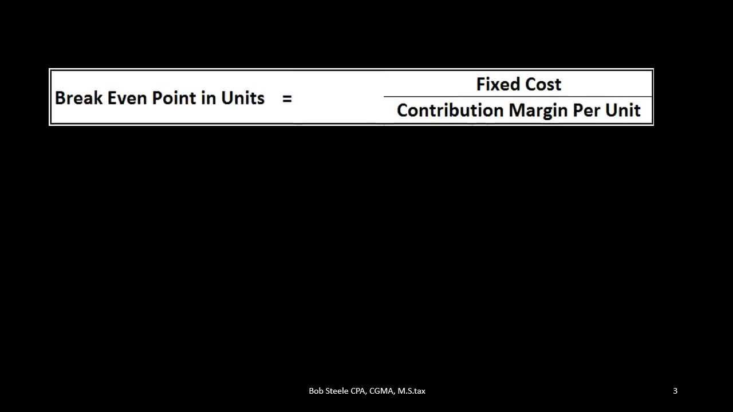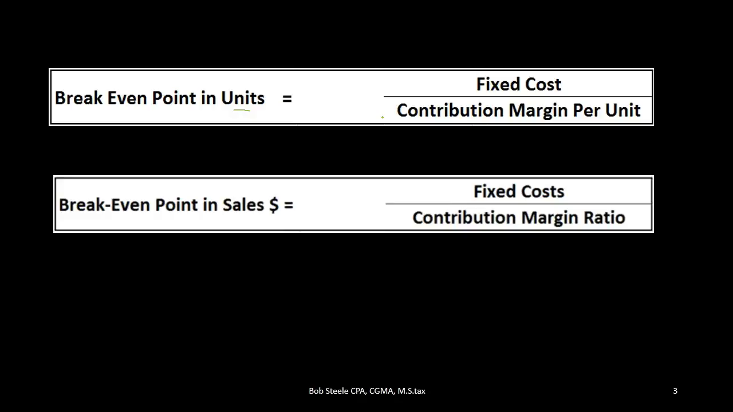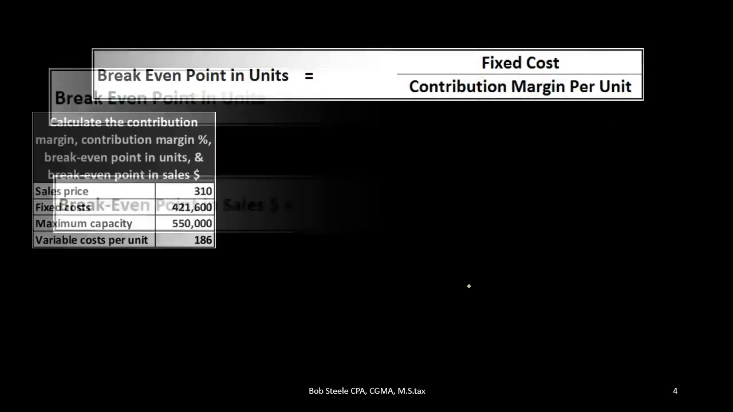An example of the calculation of the break-even point would be the break-even point in terms of units. Make sure that we recognize we're talking about units here. It would be the fixed costs divided by the contribution margin. If we were to consider the break-even point in terms of dollars, we would then take the fixed costs divided by the contribution margin ratio. Let's take a look at an example.